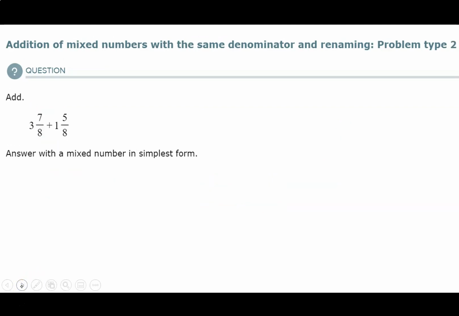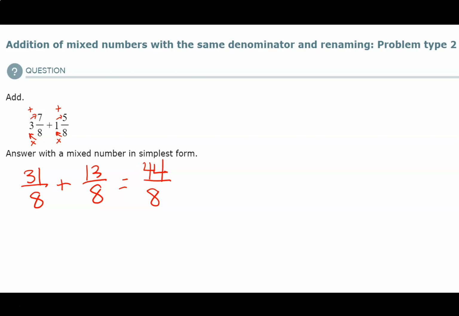Alright, next one, same idea. I'm going to take 8 times 3 to make 24. 24 plus 7 is 31. Here I'm going to take 8 times 1, which is 8, plus 5 more to make 13. Numerators are going to be added, denominator stays the same. 31 plus 13 is 44. Okay, you know what, let's turn this into a mixed number first.